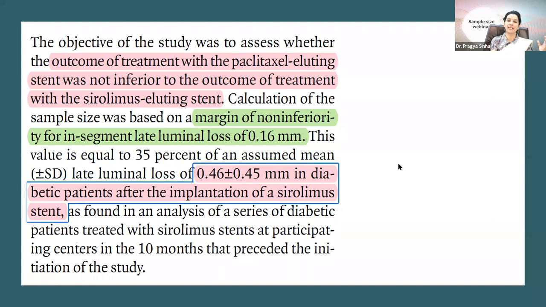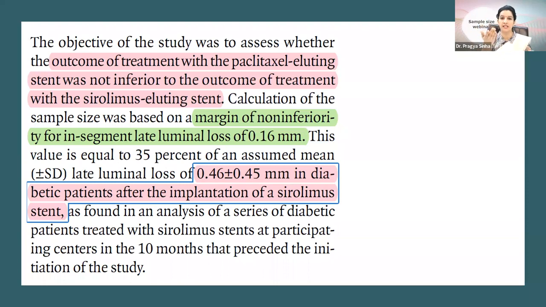So are you people getting these concepts? What is the concept of non-inferiority? They have set a margin. Yes, there is a luminal loss which is more than the sirolimus, but if it is superior in the other aspects, like maybe the cost or the side effects, or ease of putting in the stent, those things I am not putting here, but those are the reasons why we go for a non-inferiority trial.